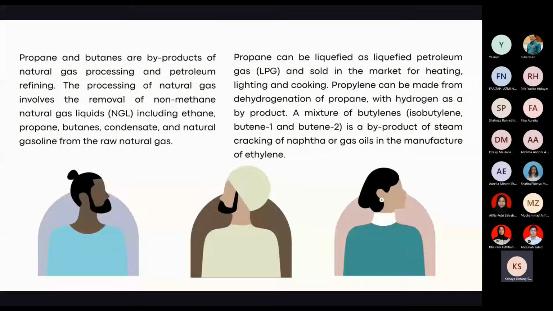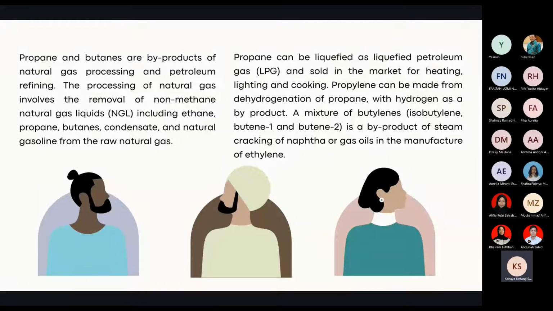Propane and butanes are byproducts of natural gas processing and petroleum refining. The processing of natural gas involves the removal of non-methane natural gas liquids, including ethane, propane, butane, condensate, and natural gasoline from the raw natural gas.